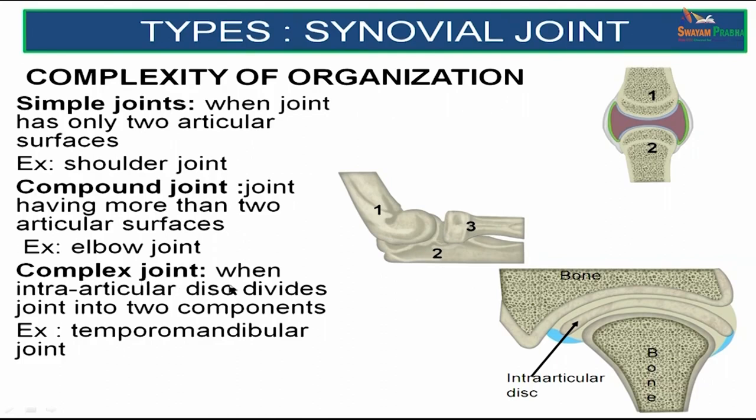Then we have a complex joint. It is a joint when the space of the joint has been divided into two compartments with the help of an intra-articular disc. So, if we look here, this is the bone above, this is the bone below, we have a joint space, and in between the joint space is a disc. The disc is dividing the joint space into an upper and lower compartment. Example of such a joint is temporomandibular joint.